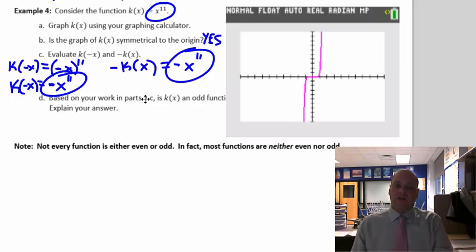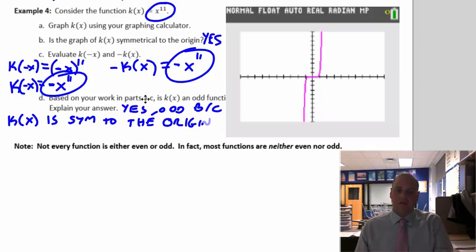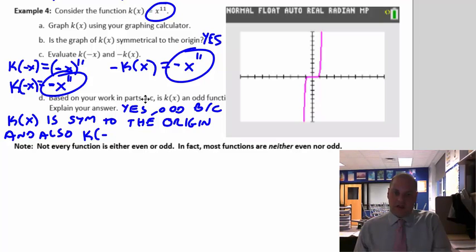So based on this, explain your answer. Yes, odd, because k of x is symmetrical to the origin, and also k of negative x is equal to negative k of x.